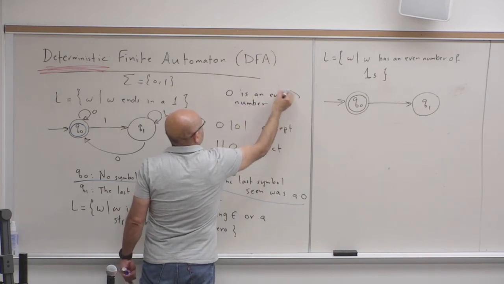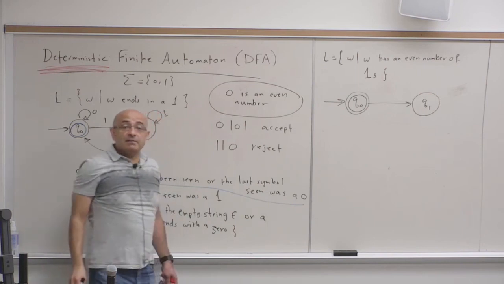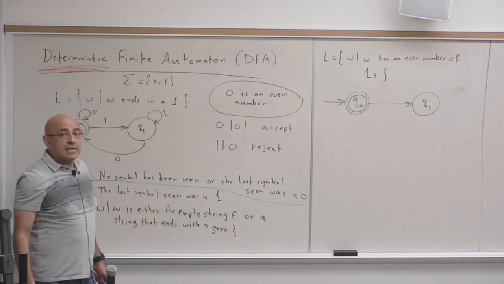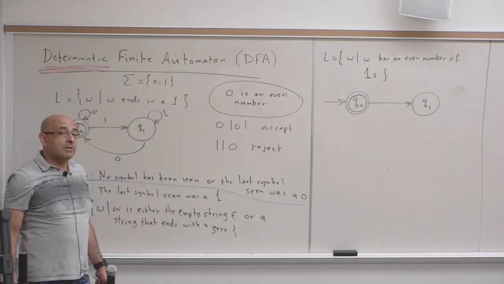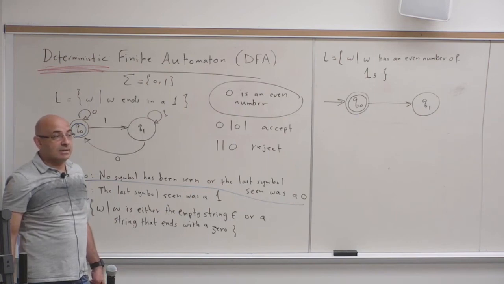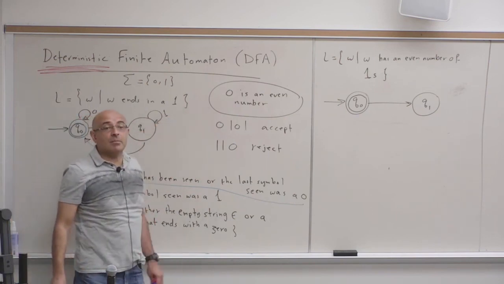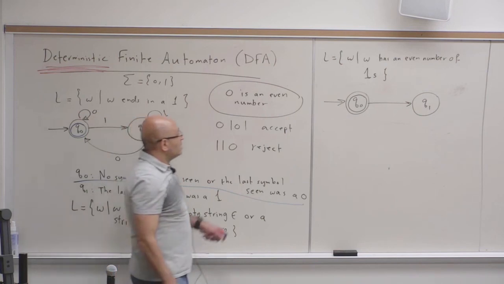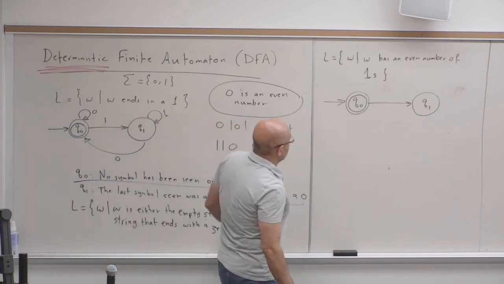You just said 0 is an even number. So the empty string has an even number of ones because it has 0 ones. That's a little different, but 0 is an even number. So okay, what should I do now?